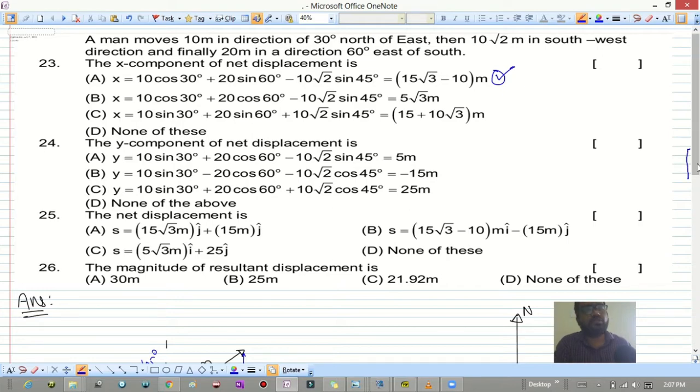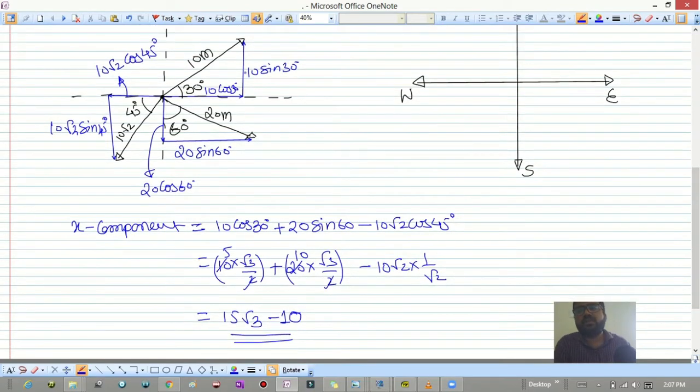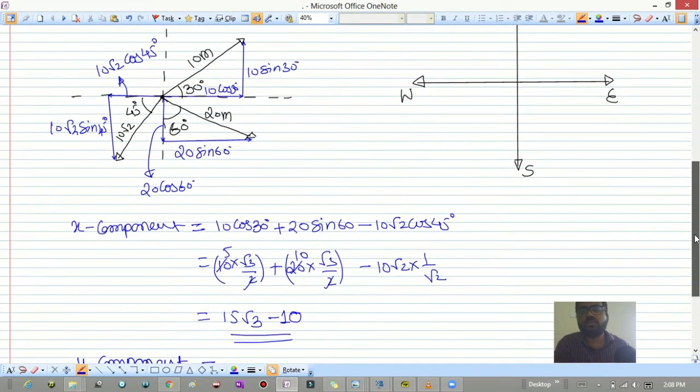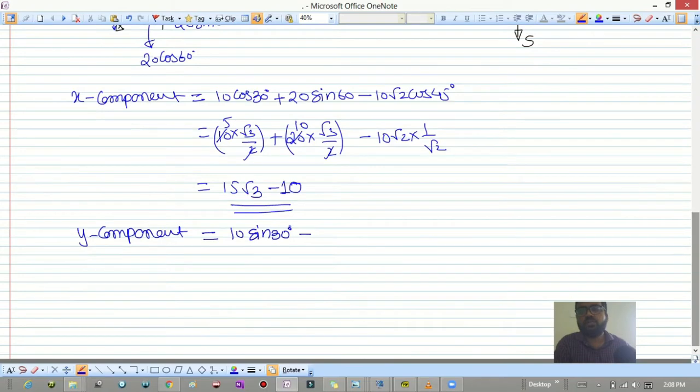Then 24th question, we want y component of net displacement. So y component, as you can see, 10 sin 30 positive, 20 cos 60 negative, and 10 root 2 sin 45 negative. So I'll just write over here y component is equal to 10 sin 30 minus 10 root 2 sin 45 minus 20 cos 60.